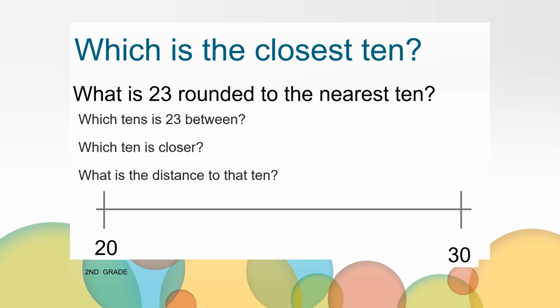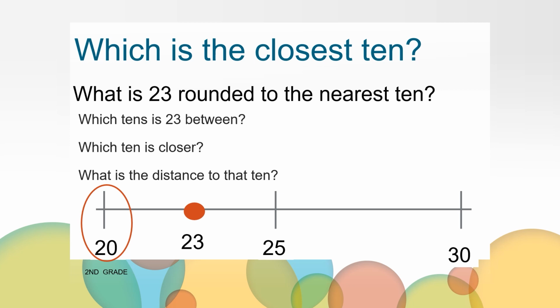Well, let's see. We know that 23 is between 20 and 30. And if I put the 25 in the middle, then I know 23 is between 20 and 25. Now I think about which 10 is closer and how close it is. 23 is 3 numbers away from 20, and it's 7 numbers away from 30. So 23 rounds down to 20.